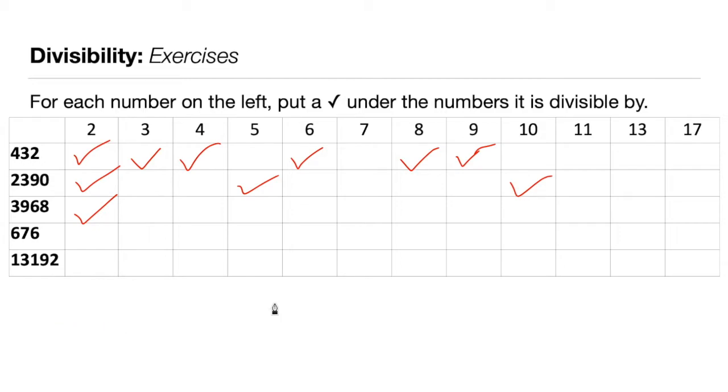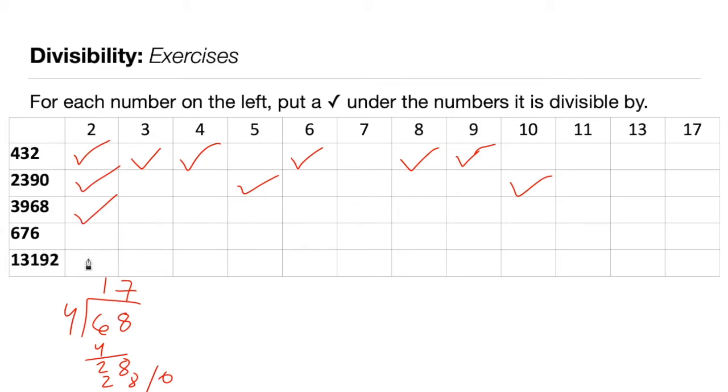Is it divisible by 4? Let's check. We're only going to check the last two digits here. 68 divided by 4: 1, 4 here, then 2, 8. That's going to be 17. 17 times 4 is 68, leaving us a 0 remainder. So it is indeed divisible by 4.